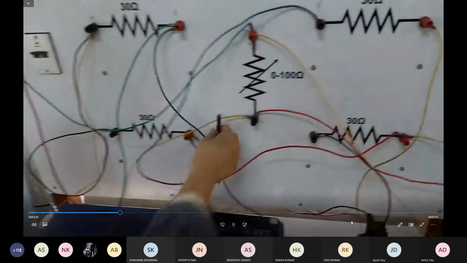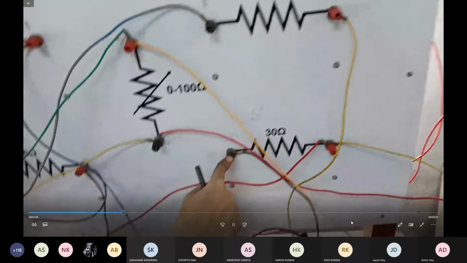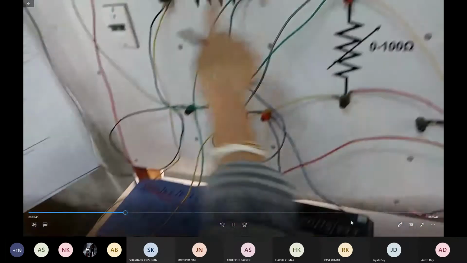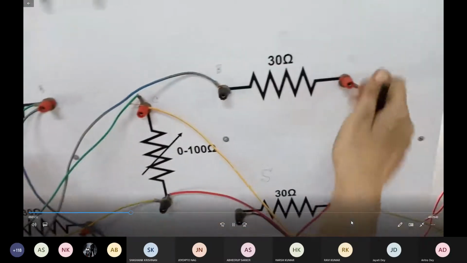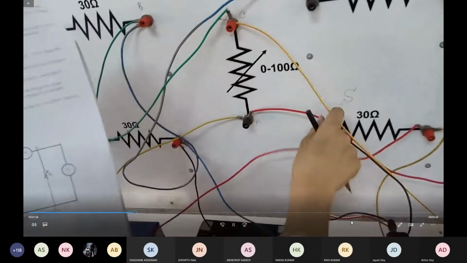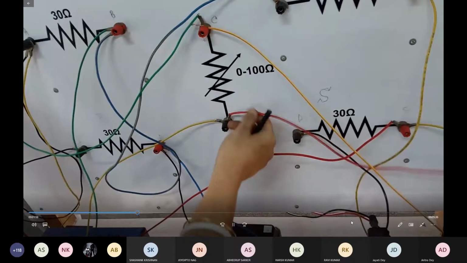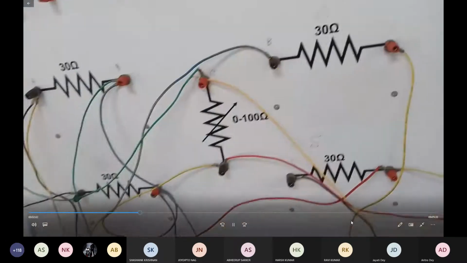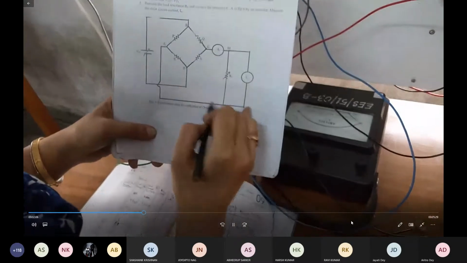Now this D and this D are shorted, right? Another thing is that A and A are shorted, and B and B are shorted, and C is shorted, and this C is also connected here. And this is A, another A terminal. So this one is shorted. Now an ammeter is inserted here with RL.